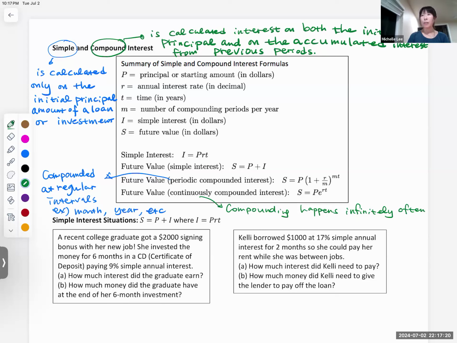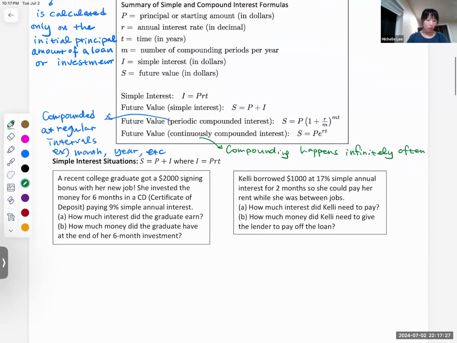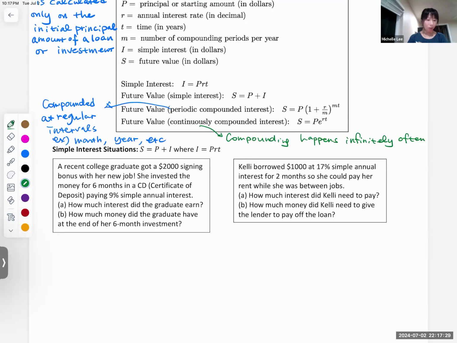Okay, all right, so let's do two problems here. First one: a recent college graduate got a $2,000 signing bonus with her new job. She invested the money for 6 months in a CD, paying 9% simple annual interest. They said simple annual interest, right? So we are using simple interest in that case.